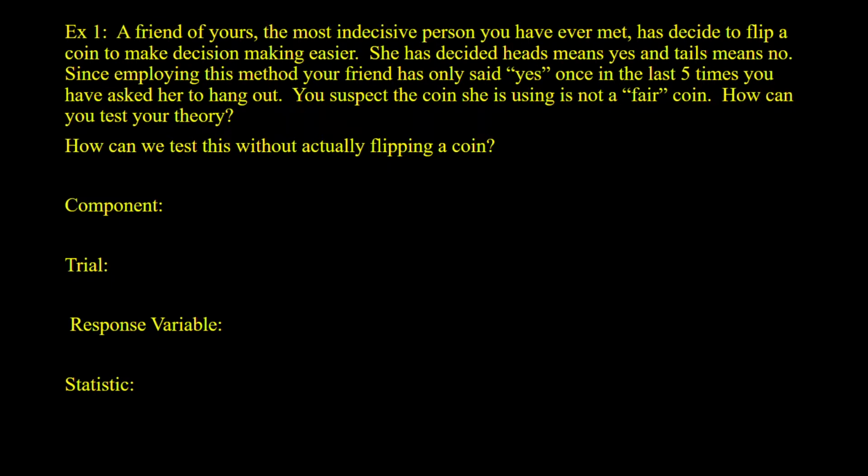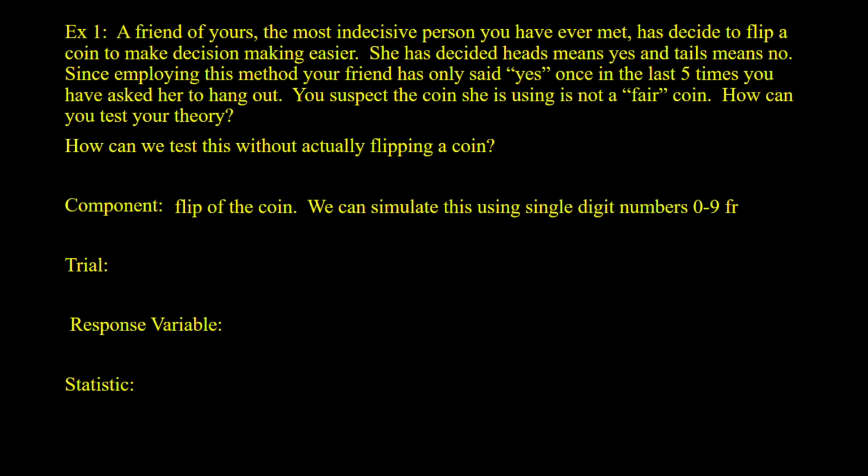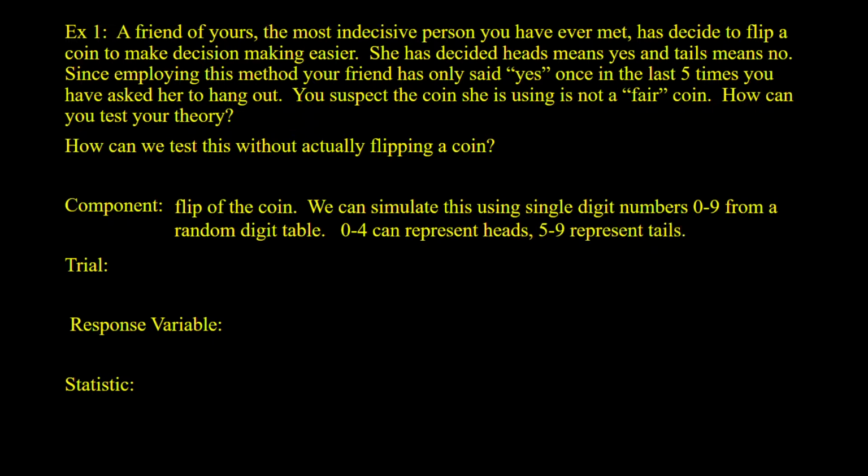A component would be one flip of the coin. We can simulate this using single-digit numbers 0 through 9 from a random digit table. 0 through 4 can represent heads, while 5 through 9 would represent tails. A trial would consist of 5 flips of a coin. So I will look at a sequence of 5 random digits from the table.